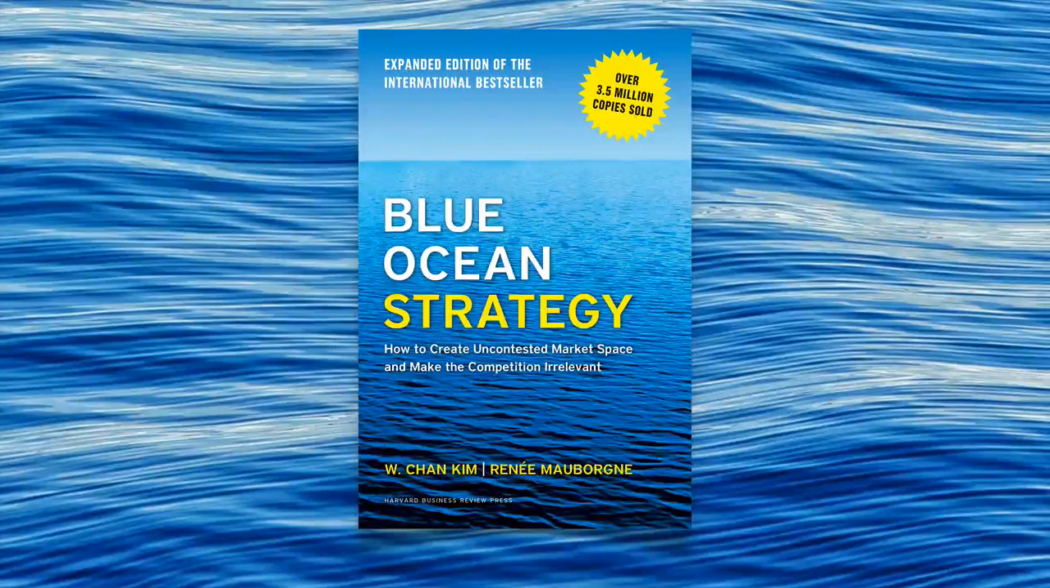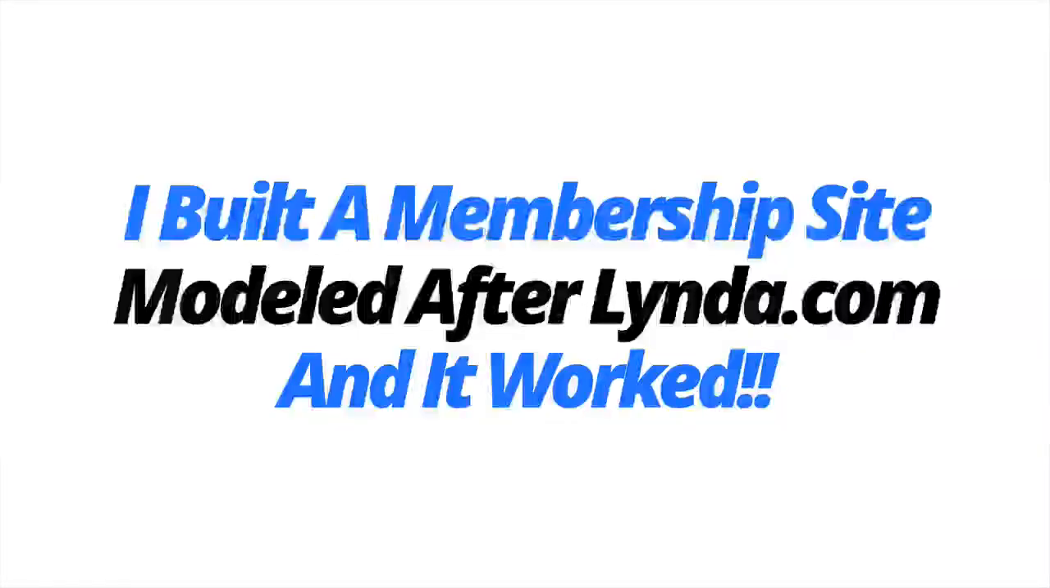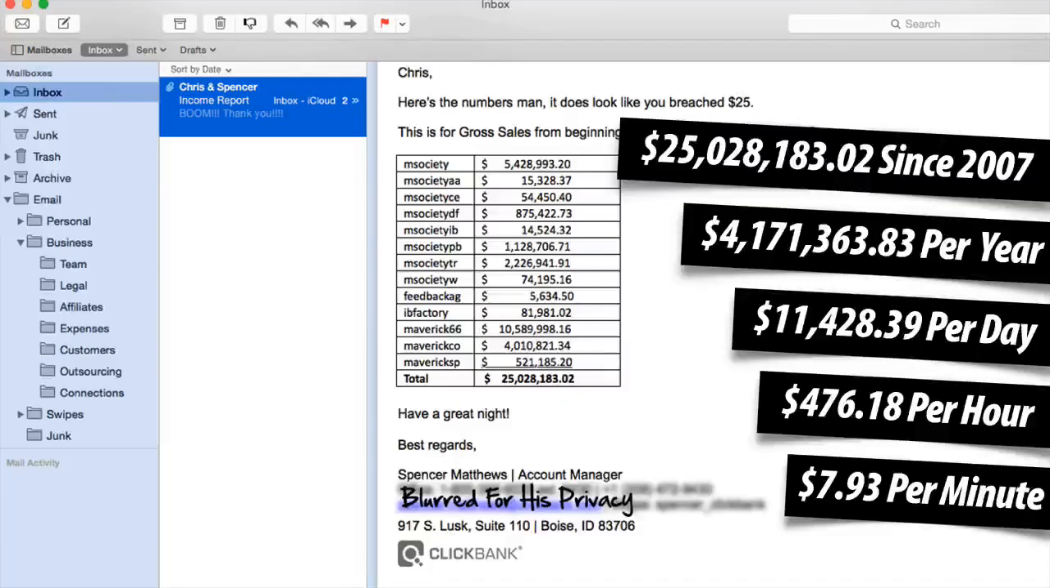Since I knew a lot about affiliate marketing, rather than just creating a course like everybody else does, because I tried that and it didn't work, I built a membership site that modeled lynda.com, and it worked. And it worked so well. In fact, I went on to build a total of 13 of these. It went on to generate over $25 million in revenue since 2007, and I had a business partner at the time that kind of ran the books and the tech stuff behind the scenes. He decided he wanted to retire, so we sold the company.